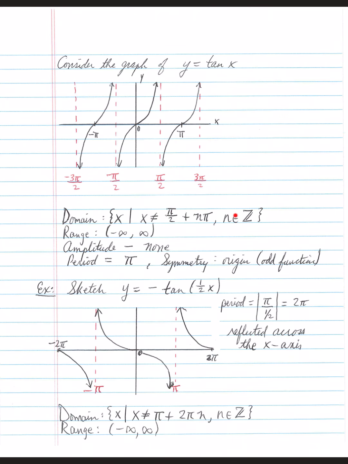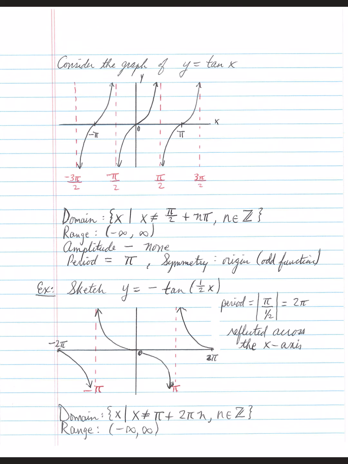N can be any integer. So as long as your angle is not pi over 2 or a multiple of pi away from it, your function's defined. But if it does fall on pi over 2 or any multiple of pi away from it, it is not defined. Now these streaks go up and down forever. Your range is infinite, negative infinity to positive infinity.